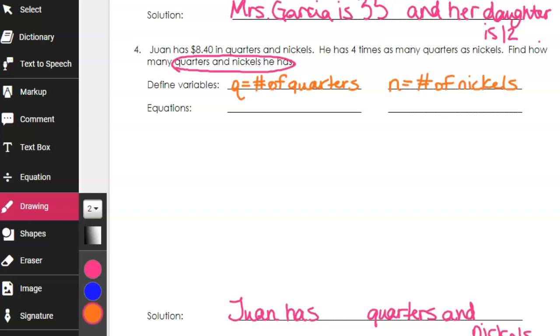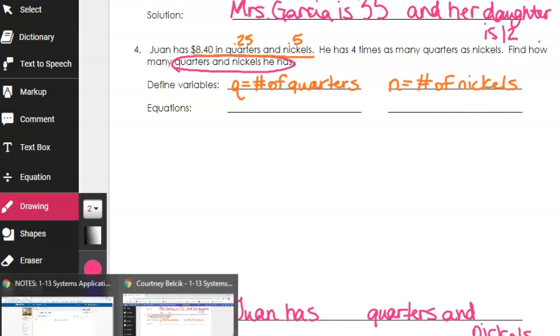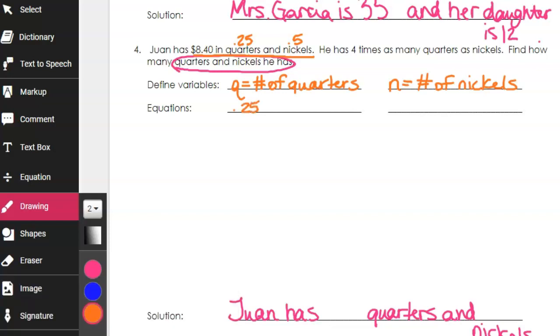Now when I write my equation, it says that Juan has $8.40 in quarters and nickels. So remember that quarters are 25 cents each and nickels are 5 cents each. So I need to pair those with the corresponding variables. 25 cents per quarter times all of those quarters that he has plus 5 cents. Ooh, I made a mistake, didn't I?